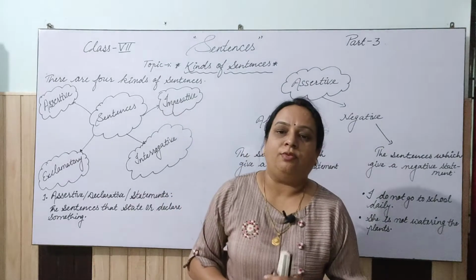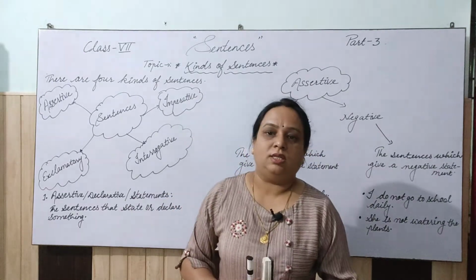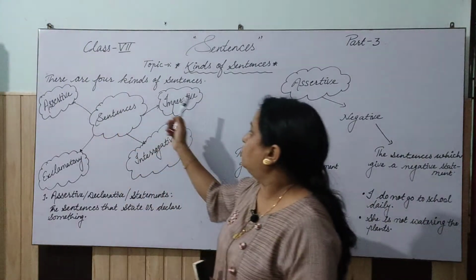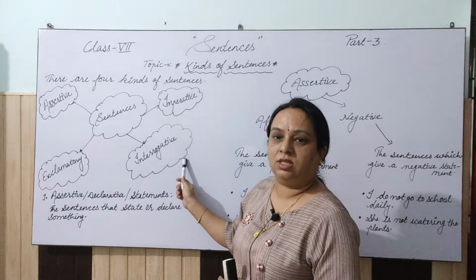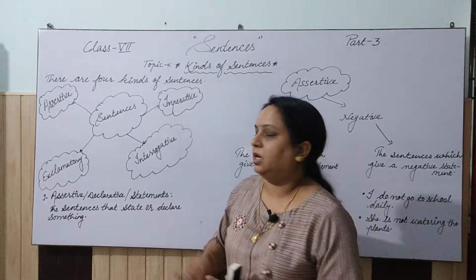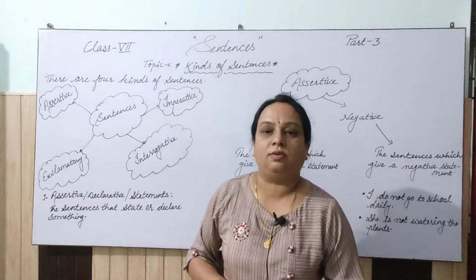So we have 4 kinds of sentences here. Number 1 is assertive sentence, which is given here. Number 2 is imperative sentence. Number 3 is interrogative sentence, and number 4 is exclamatory sentence. Order can be anything, that's not necessary, but first let's do with the assertive sentence.